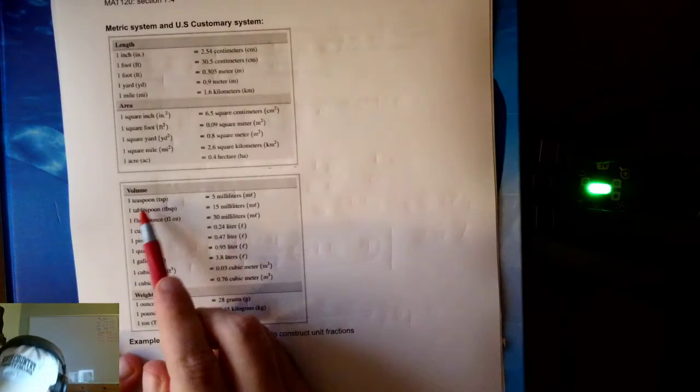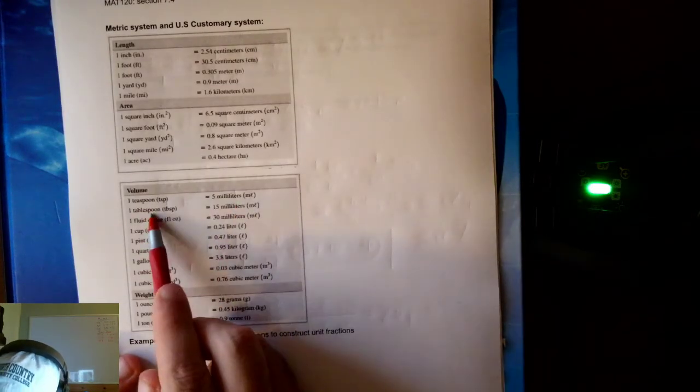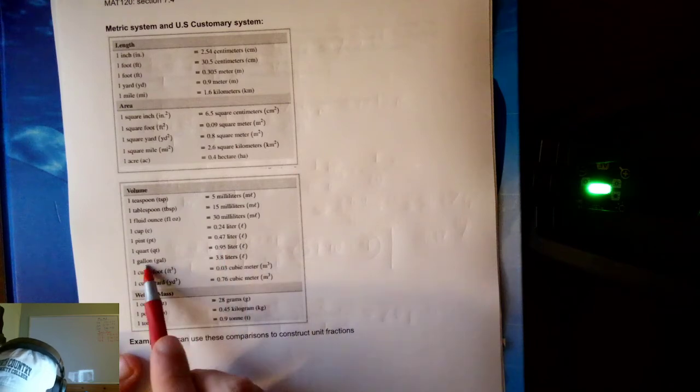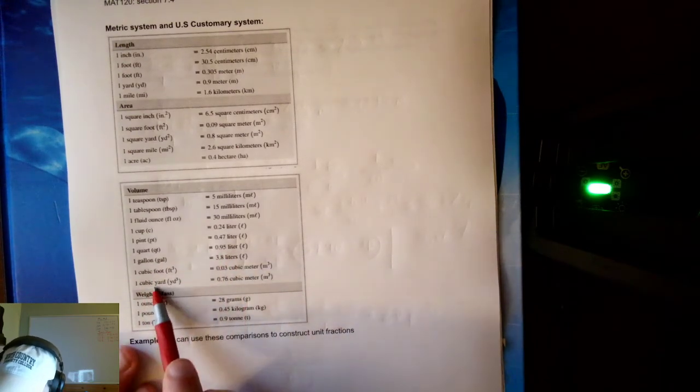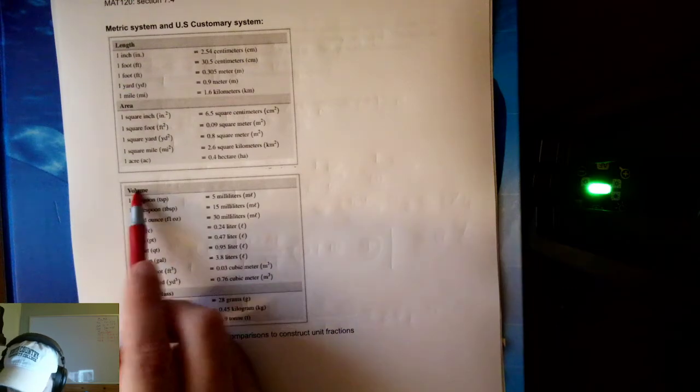Then for volume, we have teaspoons to milliliters, tablespoons to milliliters, fluid ounces to milliliters, cups to liters, pints to liters, quarts to liters, gallons to liters, cubic feet to cubic meters, and cubic yards to cubic meters, right, for volume.